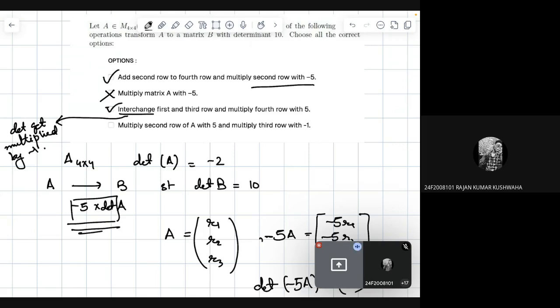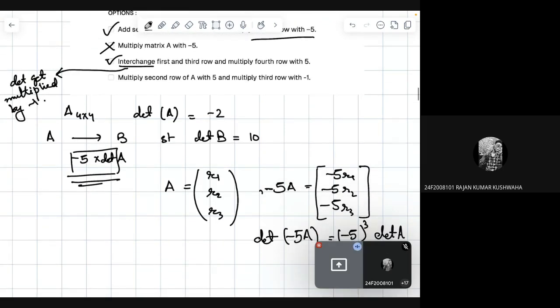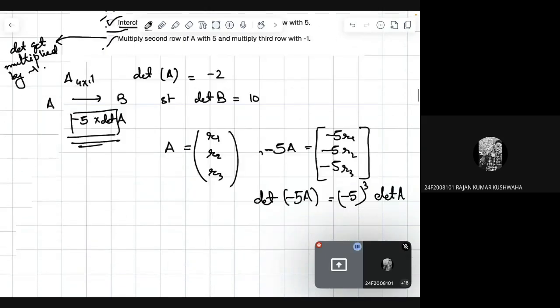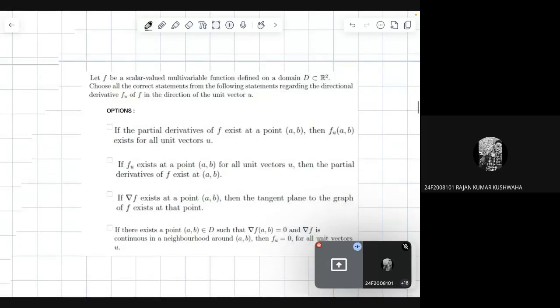What is the fourth option? The fourth option is multiply second row with 5, and then multiply the third row with -1. This also results in multiplication of -5 with the determinant. So this is also the correct option. Three correct options in this particular question. Okay, so now we go to the next question.